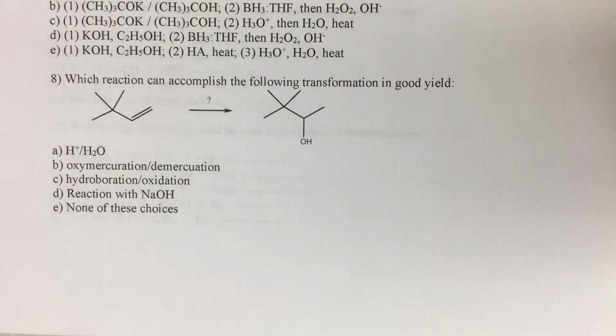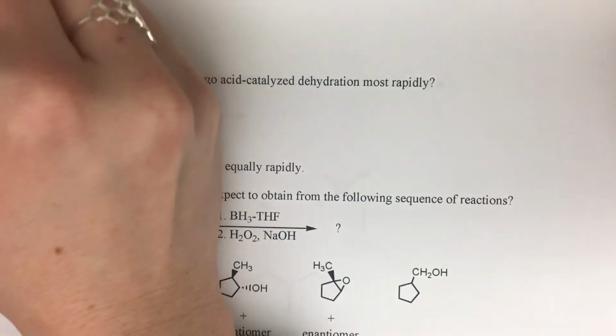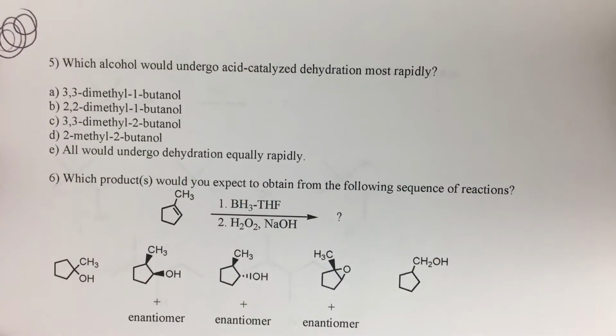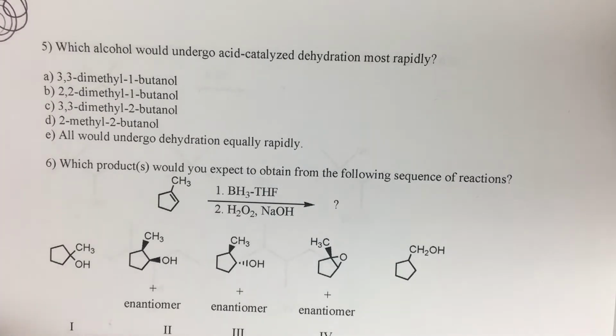I'm going to move on to question 5. I'm a little worried my pen isn't dark enough, so I'm actually just going to switch to a black pen. It's maybe a little bit easier to see. Okay. So number 5, which alcohol would undergo acid-catalyzed dehydration most rapidly?